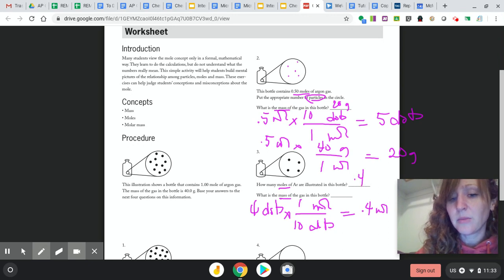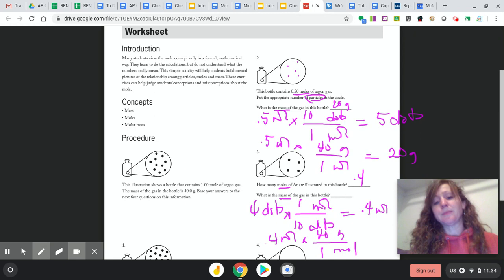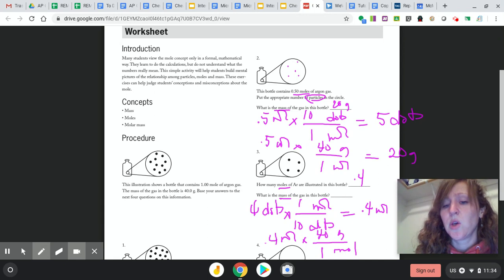And then 0.4 moles, I'm going to go to mass. So I want to get out of moles and into mass. And I know 1 mole is equal to 40 grams. So 0.4 times 40 is what, 16?